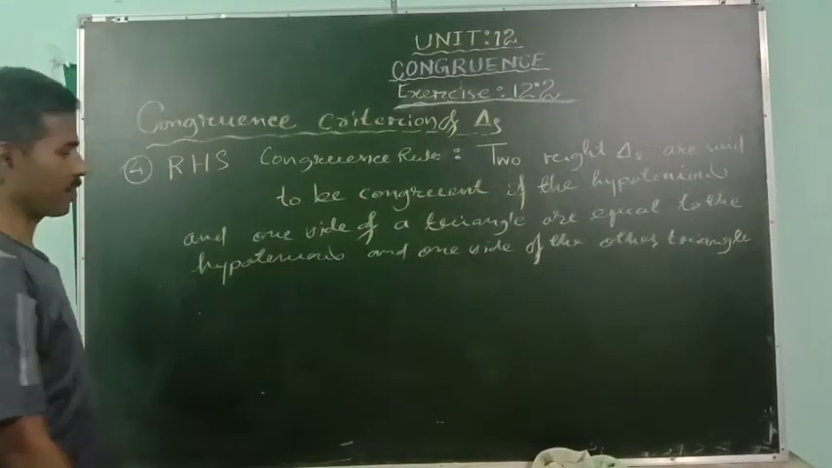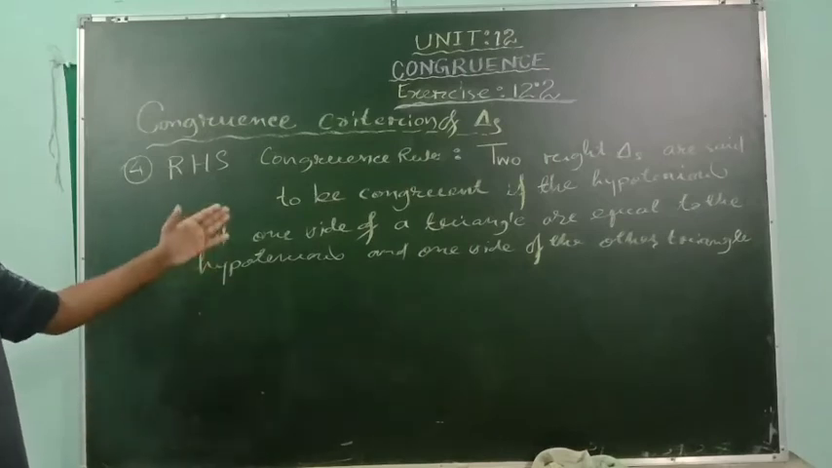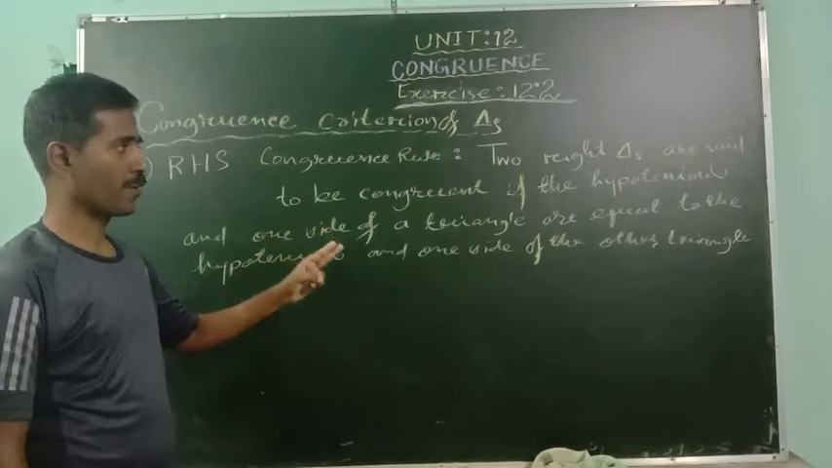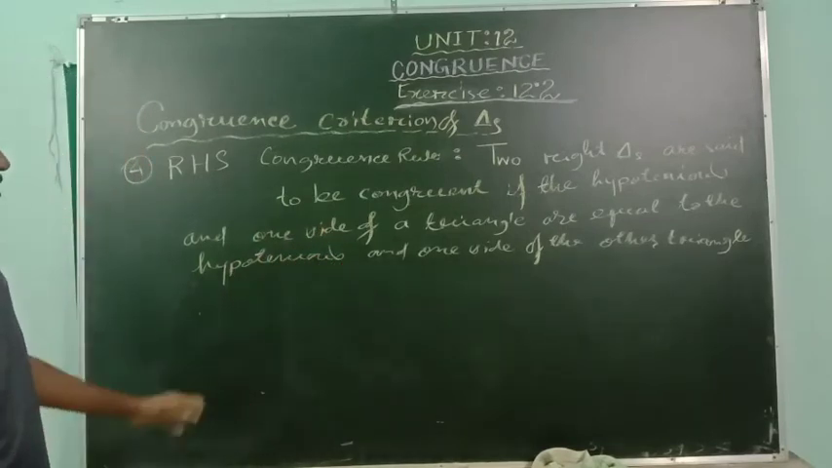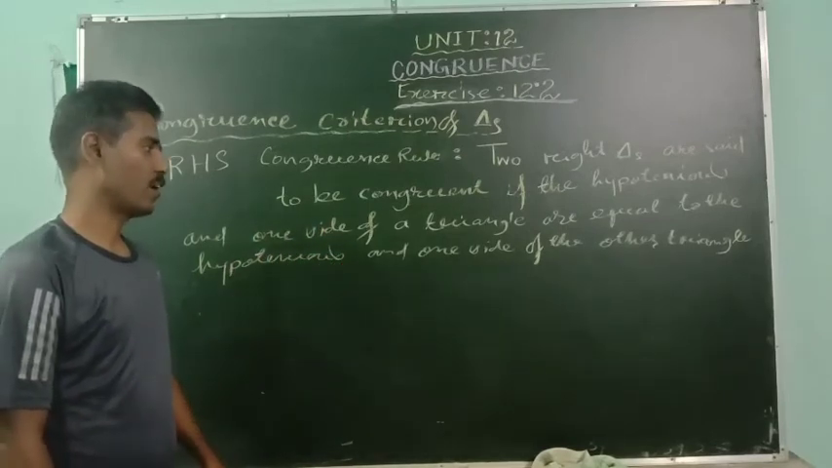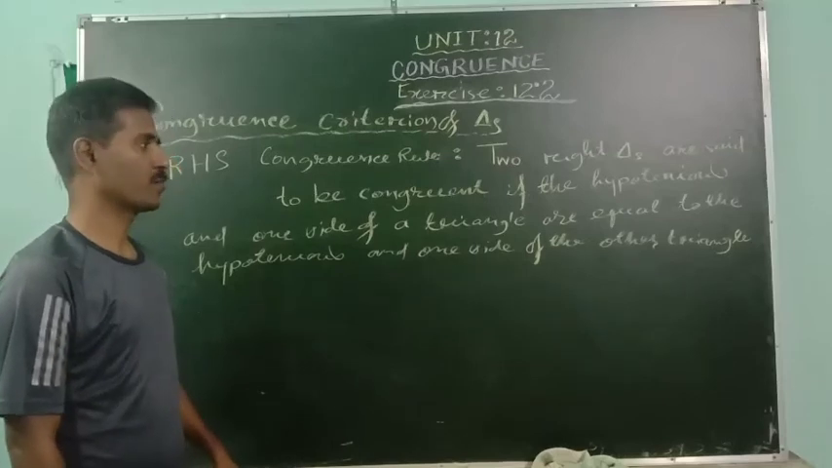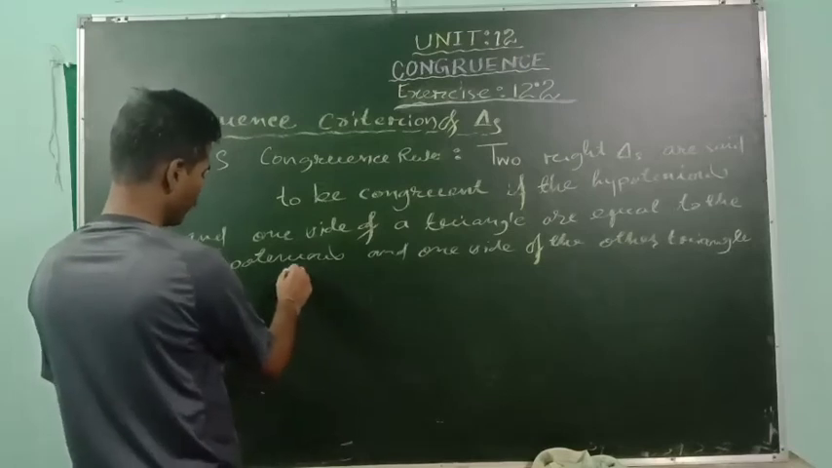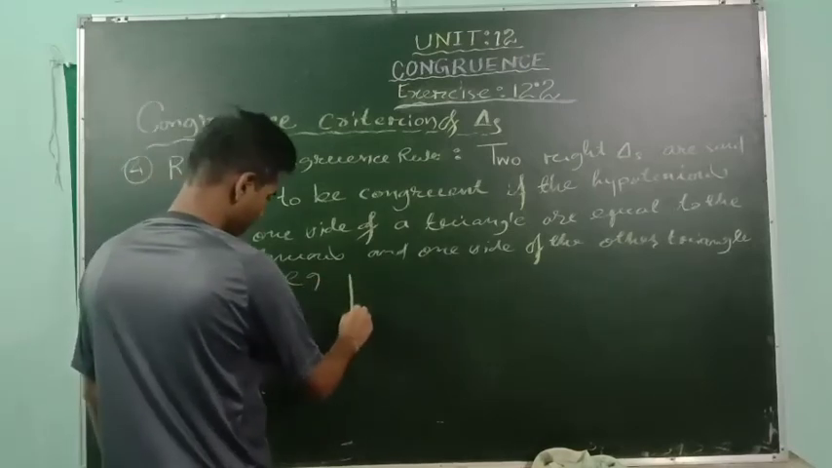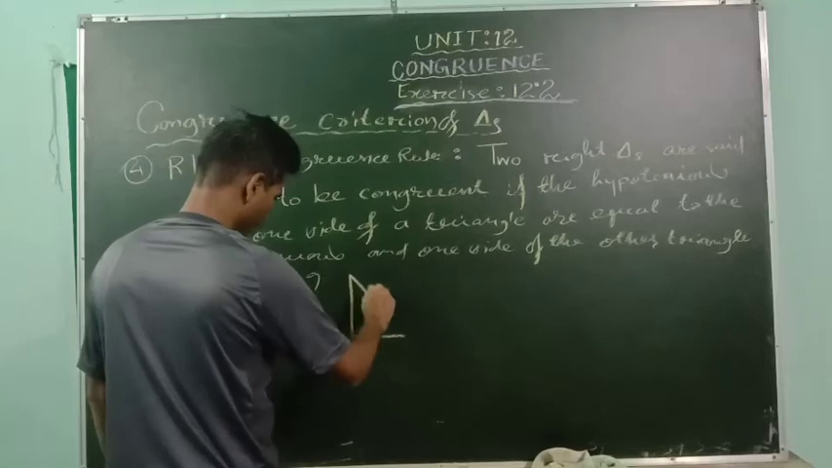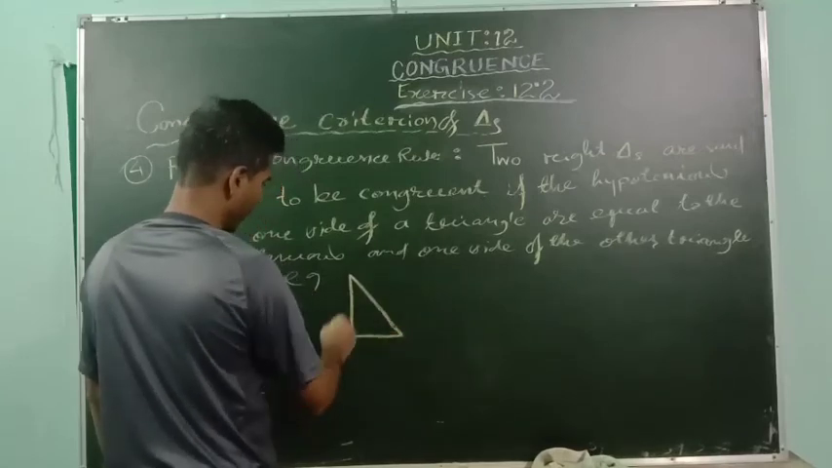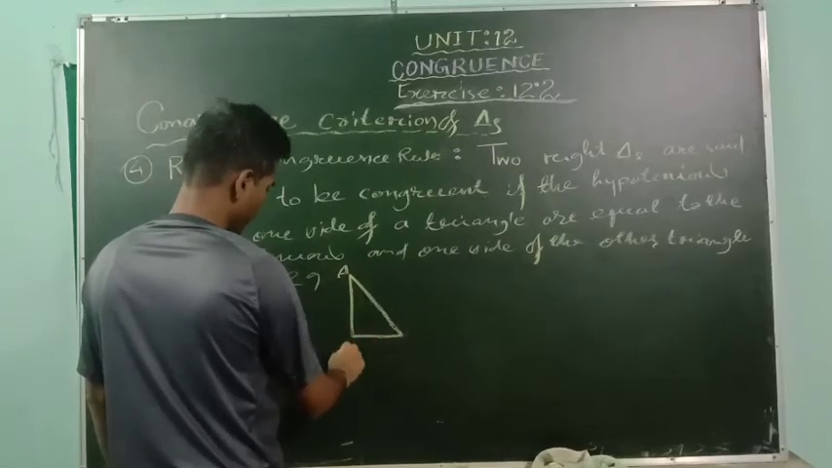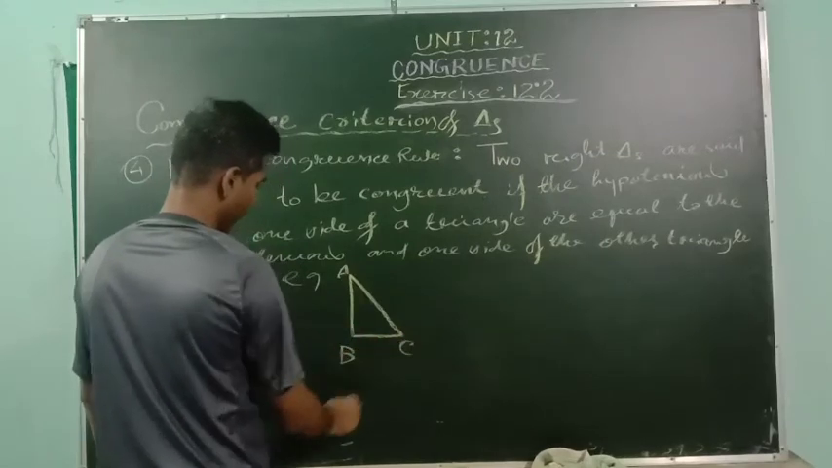Now what you got? Right hypotenuse side congruency rule. So what is the rule? Two right triangles are said to be congruent if the hypotenuse and one side of a triangle are equal to the hypotenuse and one side of the other triangle. Say for example, this is a right angle triangle, ABC is a right angle triangle.